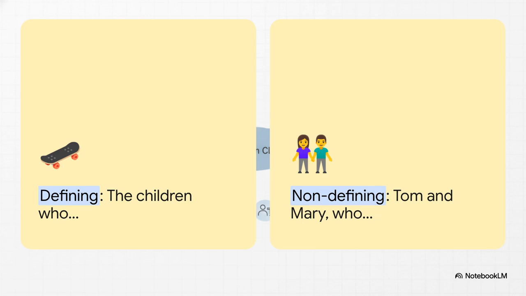Now, check out the non-defining one. Tom and Mary, who are skateboarding, are noisy. We already know who they are. It's Tom and Mary. The skateboarding part, that's just extra background noise. Because it's non-essential, we just wrap it up in commas.